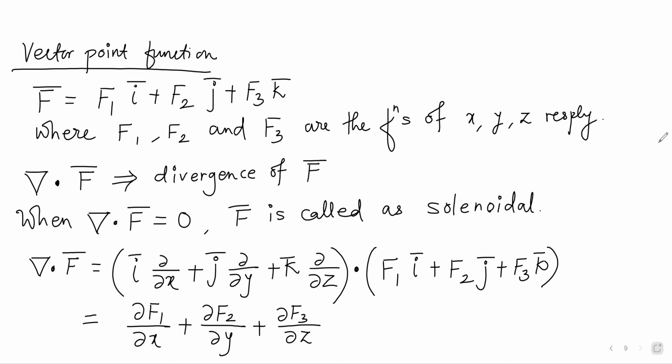So you can see that it gets operated on f1. We'll take the derivative of f1 partially with respect to x. Similarly with respect to y, with respect to z. So this is our divergence of f bar.